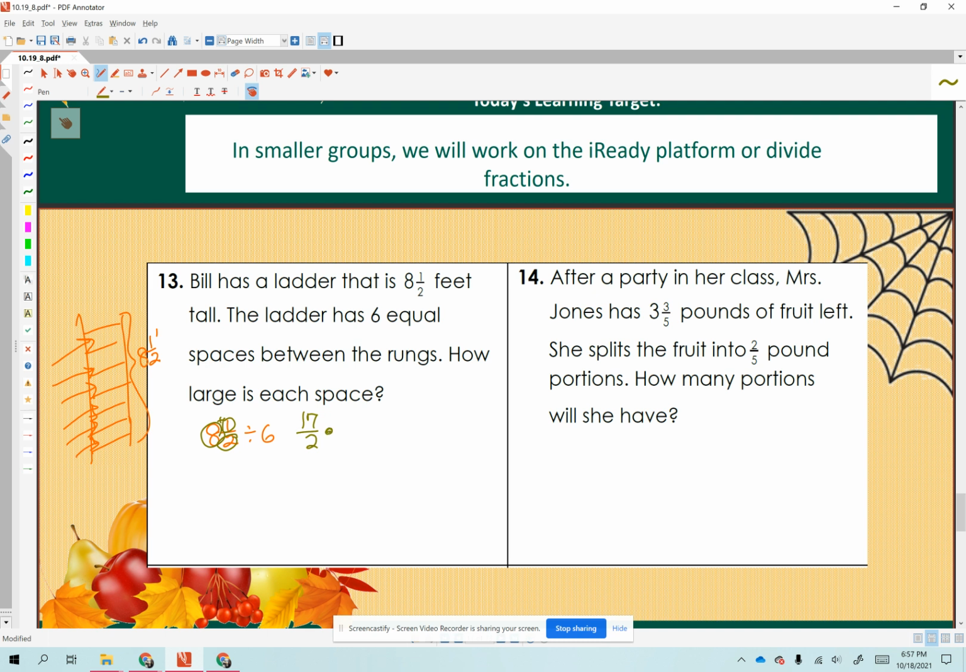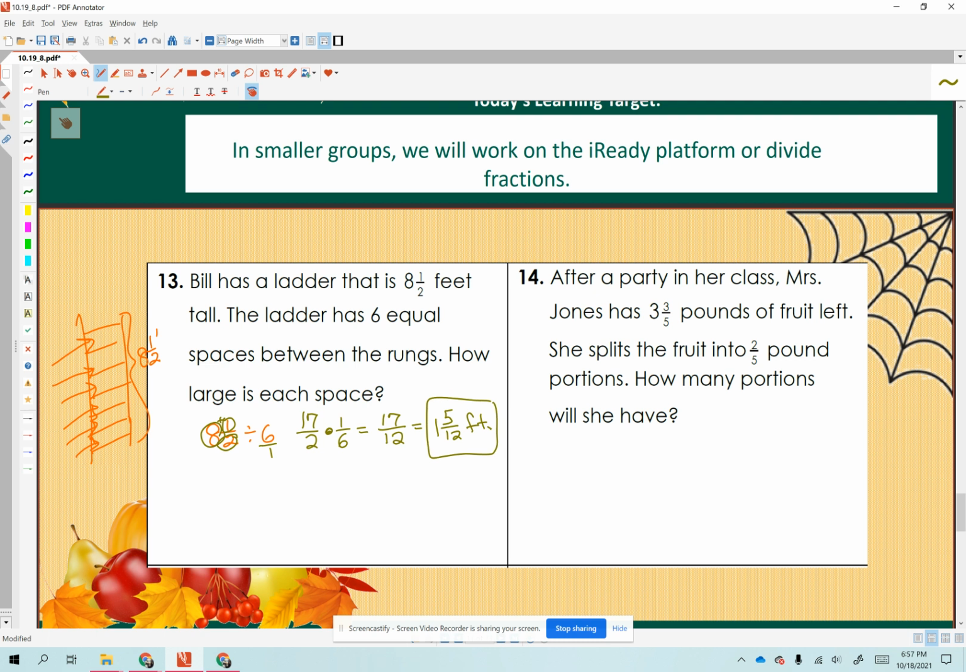Change the division to multiplication and put a 1 under 6 and invert it for 1/6. So there's nothing we can do to simplify, but we will have 17 in the numerator, 2 times 6, 12 in the denominator. 17 divided by 12 is one group of 12 with 5 left over, or 5/12 feet, because they did tell us this was feet.